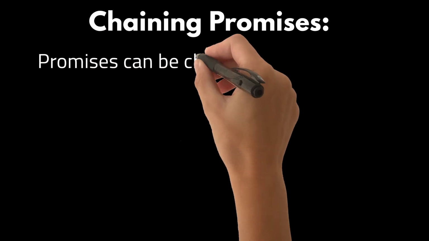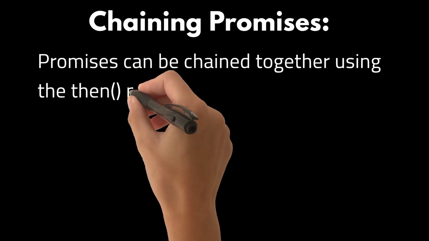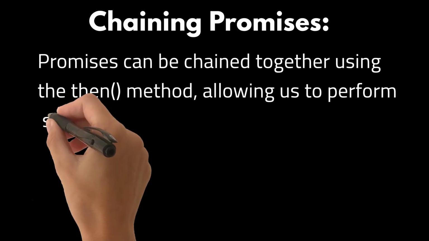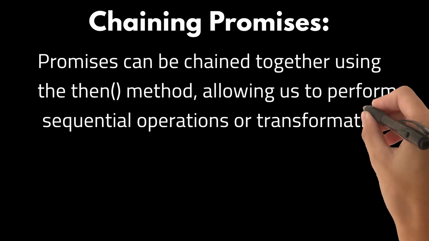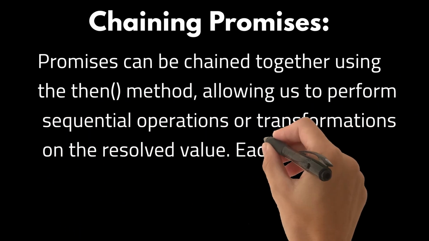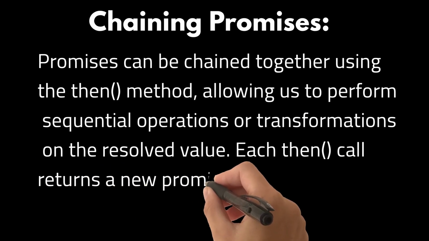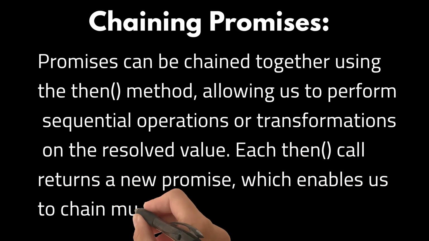Chaining promises. Promises can be chained together using the then method, allowing us to perform sequential operations or transformations on the resolved value. Each then call returns a new promise, which enables us to chain multiple asynchronous operations.